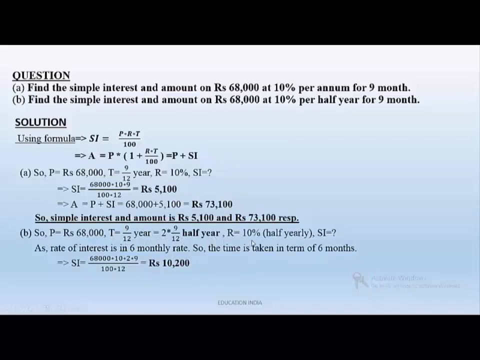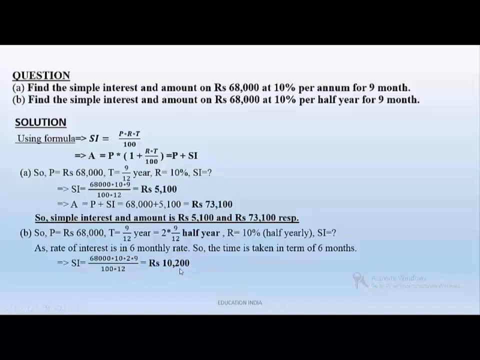We have the principal amount. We can calculate the simple interest by putting in the corresponding equation. The values are P as 68,000, R as 10%. Time has been modified to 2 into 9 upon 12. So this whole term represents time in terms of the 6 monthly rate, and definitely upon 100. So we have simple interest as 10,200.